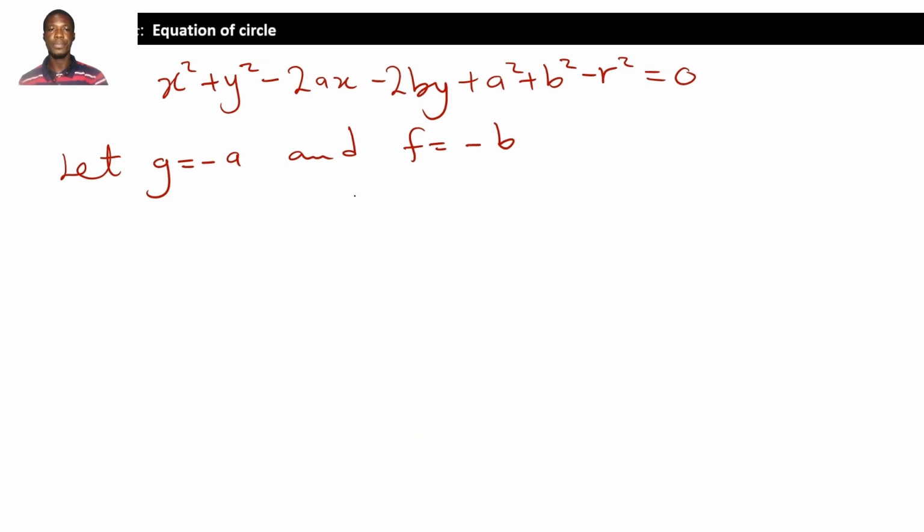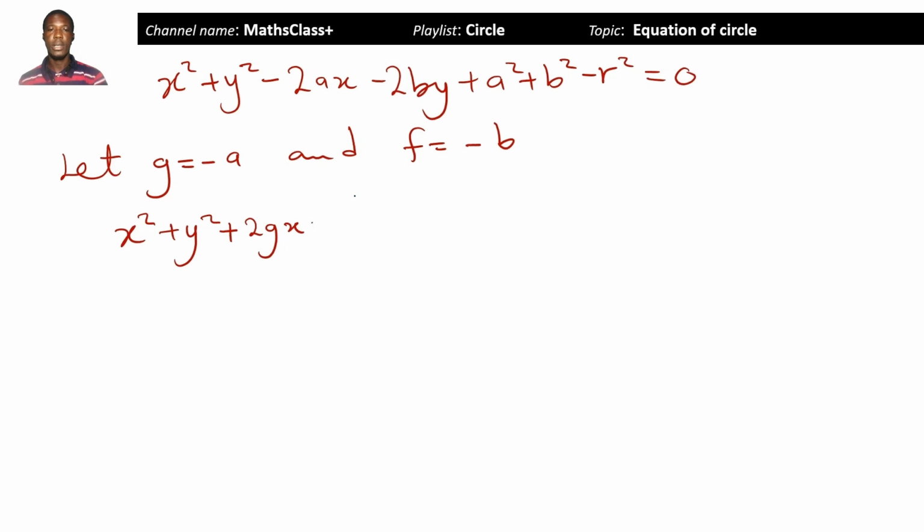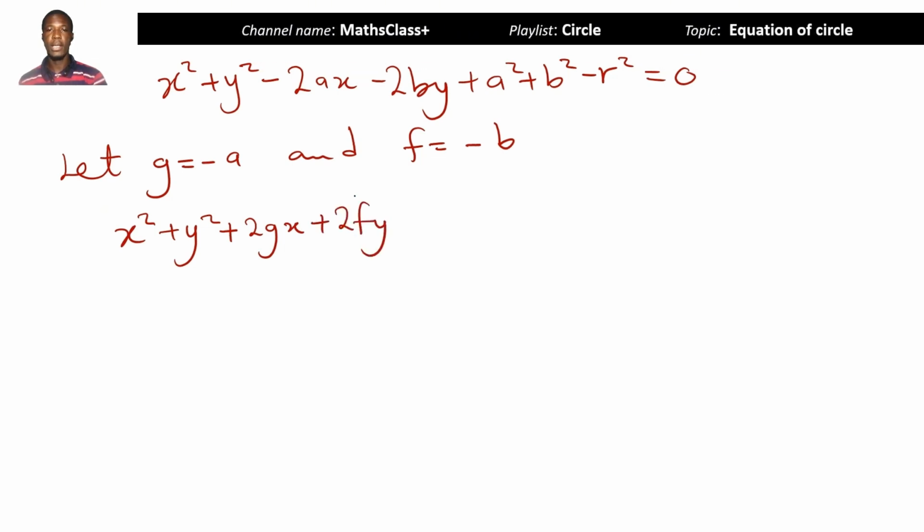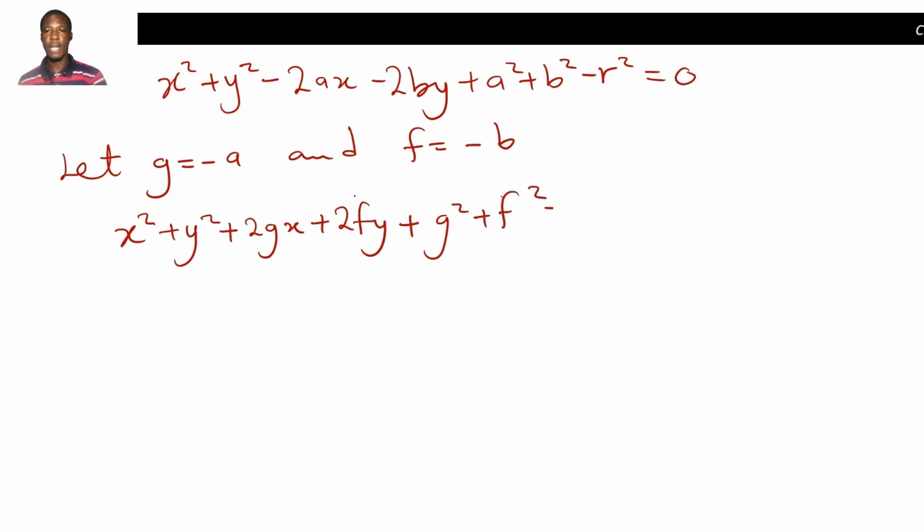So with this, we are going to now have the equation as x squared plus y squared plus 2gx plus 2fy. So now, since g is representing minus a and f is representing minus b, when we square a negative g, it will still be a positive number. So here we have g squared plus f squared minus r squared is equal to 0.